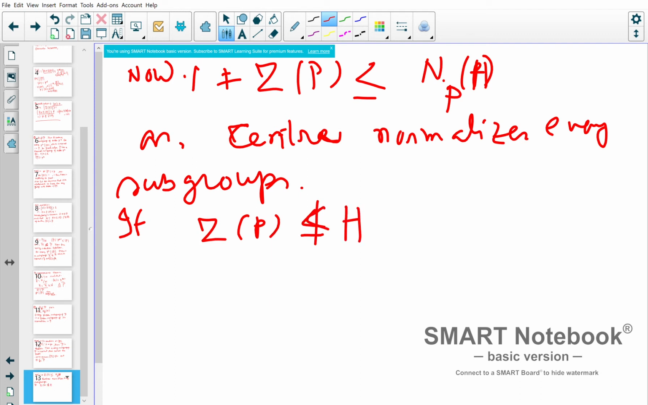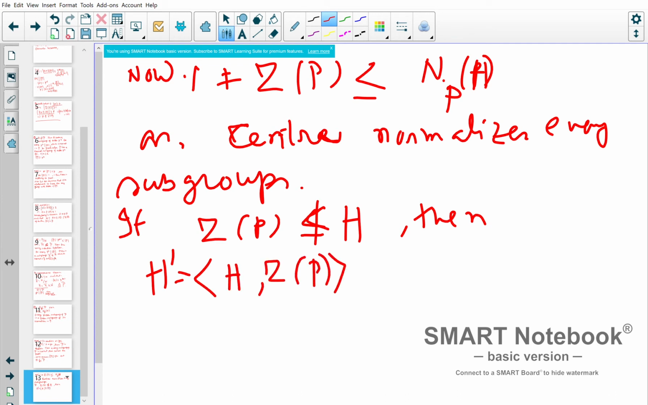Then you consider another subgroup, say H prime, which is the smallest subgroup generated by H and the center. H prime then contains H, right? You have a subgroup which contains H. Okay, so this is okay to everyone.